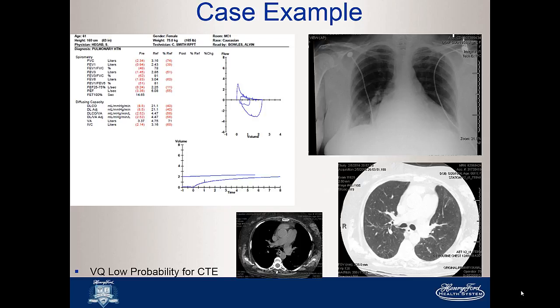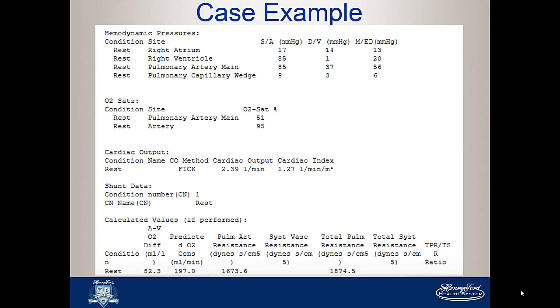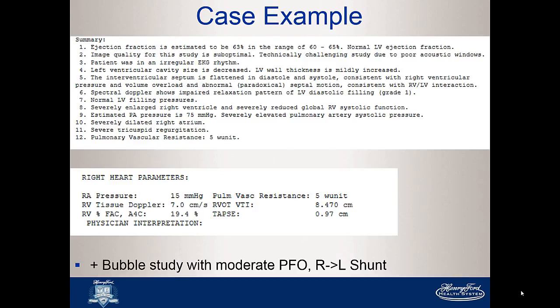Her VQ test was low probability for chronic thromboembolism. Her echo was notable for high right-sided pressures. She had a very flat septum. I'm sorry, her RV and right atrium were dilated. PA pressure was calculated at 75. She had a very low fractional area change of her RV and a very low TAPSE. She also had a positive bubble study with a moderate right to left shunt through a PFO.